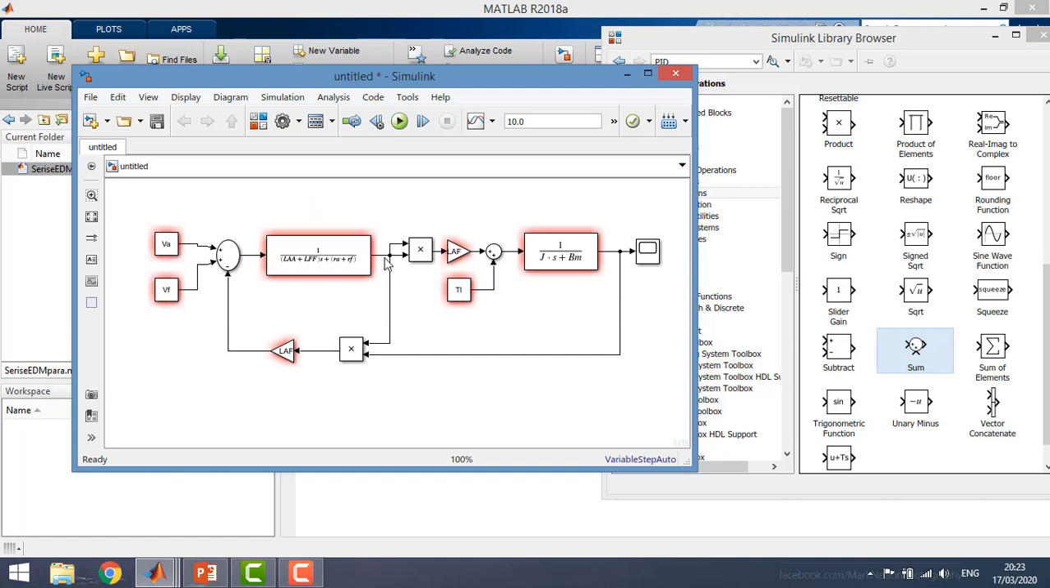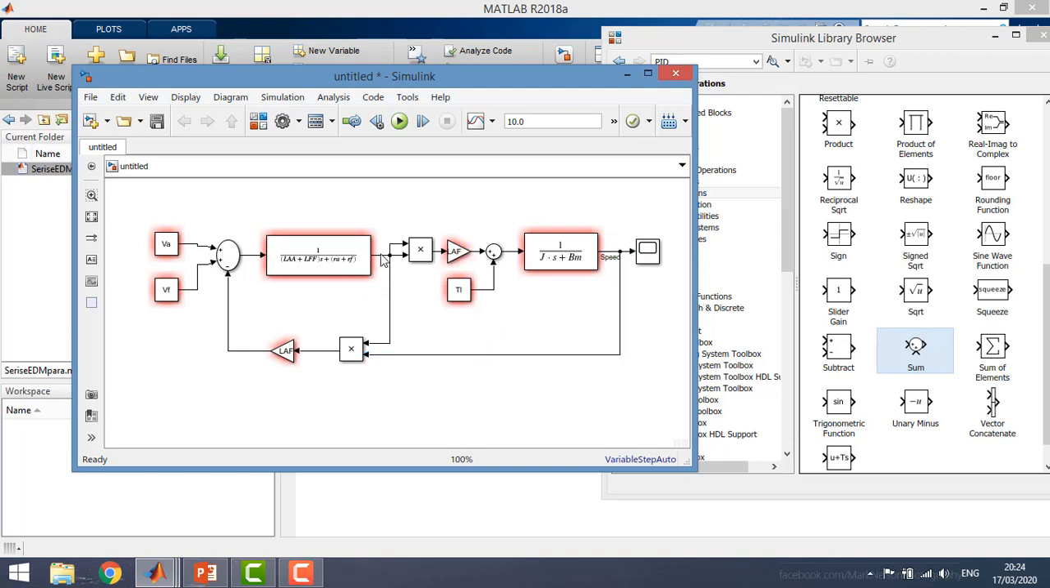Alright, so what do we have? We have the transfer function, which represents the electrical side of the machine. We have the other transfer function, which represents the mechanical side of the machine. And the final output, which is the speed. Let's just write speed.